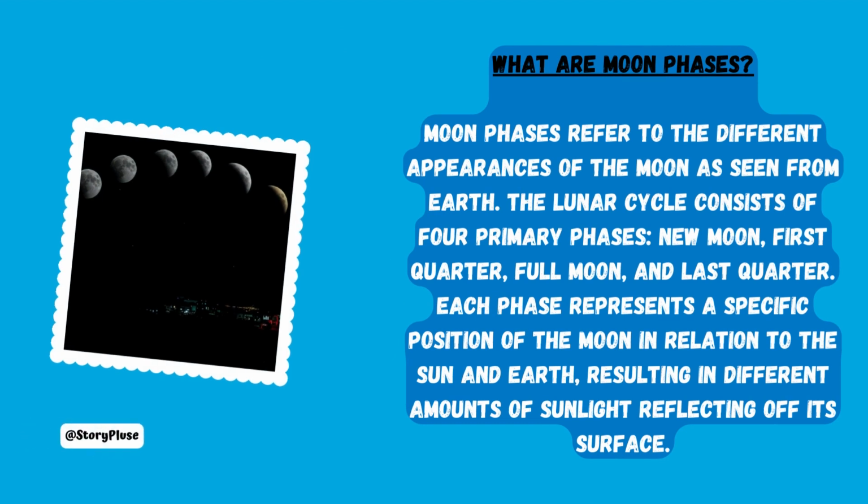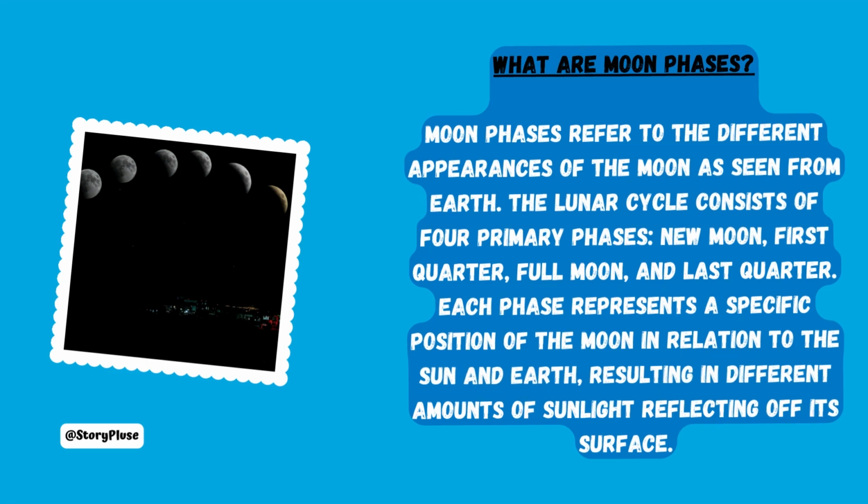What are moon phases? Moon phases refer to the different appearances of the moon as seen from Earth. The lunar cycle consists of 4 primary phases: new moon, first quarter, full moon, and last quarter. Each phase represents a specific position of the moon in relation to the sun and Earth, resulting in different amounts of sunlight reflecting off its surface.